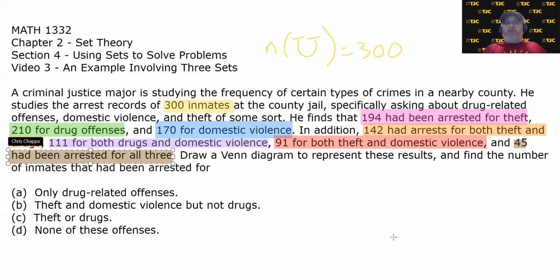Draw a Venn diagram to represent these results and find the number of inmates that have been arrested for A, only drug-related offenses, B, thefts and domestic violence, but not drugs, C, theft or drugs, and D, none of these offenses. Is there a way to do this problem without a picture?